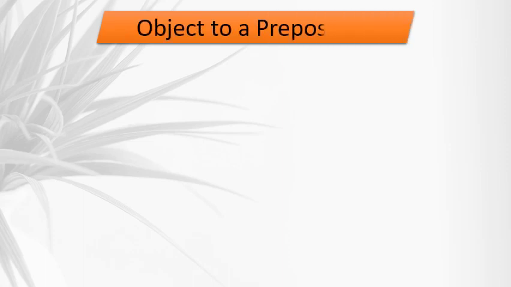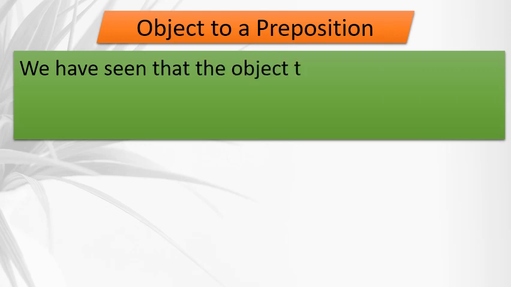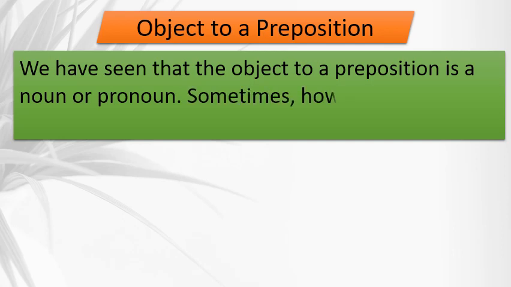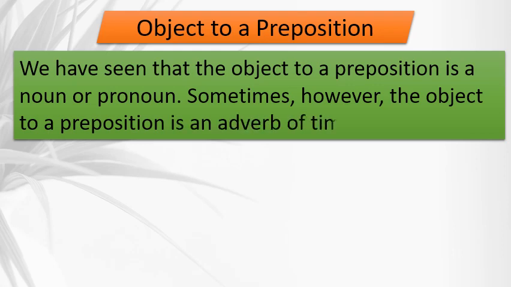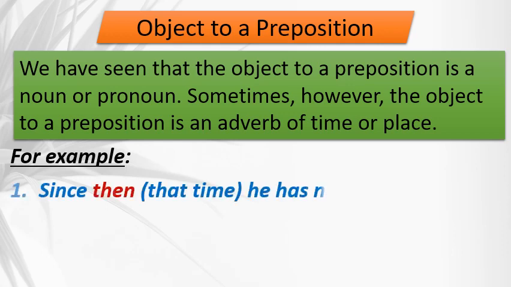Students, let us see what is an object to a preposition. We have seen that the object to a preposition is a noun or pronoun. Sometimes, however, the object to a preposition is an adverb of time or place. To clarify it, let's see some examples. Number 1, since then he has not shown his face. Then means that time. As you can see, the word then works as an adverb of time in the sentence and also an object to the preposition since.